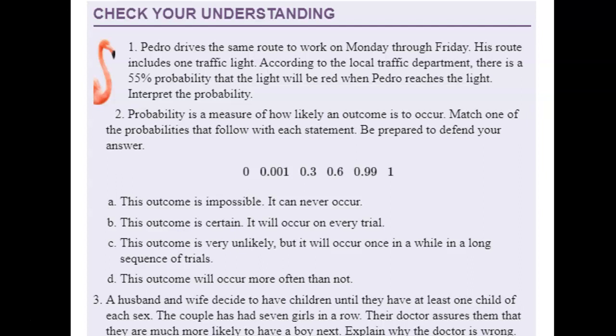A husband and wife decide to have children until they at least have one child of each sex. So again, they're simplifying this example to just be the binary genders, just because in math it gets difficult if you start talking about other gender options. The couple has had 7 girls in a row. Wow, that sounds terrible. Sorry, girls. Their doctor assures them that they are much more likely to have a boy. Explain why the doctor is wrong.